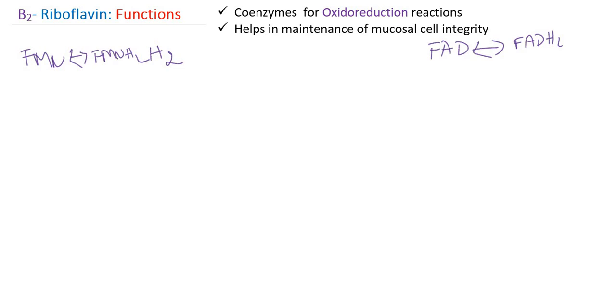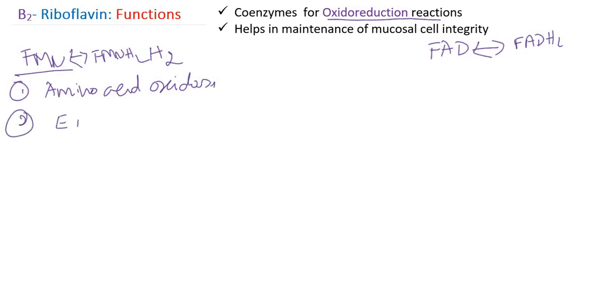While doing so, they act as a coenzyme for many oxido reduction reactions taking place in our body, especially in carbohydrate metabolism, lipid metabolism, protein metabolism and nucleic acid metabolism. FMN requiring enzymes are amino acid oxidase. We are going to study these enzymes in amino acid metabolism. Another is the electron transport chain, where complex 1 contains FMN.